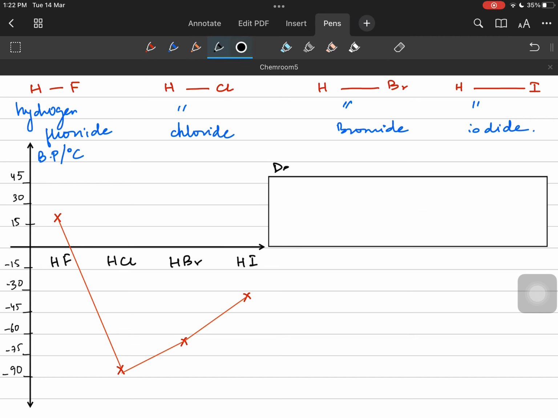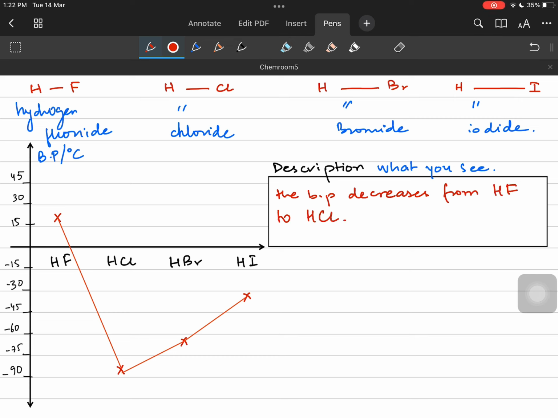First, talk about the description of what we see. A description does not involve reasoning. A description means what you see. So the boiling point decreases from hydrogen fluoride to hydrogen chloride. But then it continuously increases. Then it continues to increase from HCl through HBr and HI. So HI has higher boiling points than the previous two.